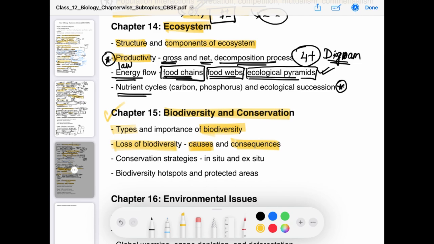Okay, conservation strategies: how we can conserve the plants and animals, how we can conserve the biodiversity, that is in situ conservation and ex situ conservation. You have to know about the examples. You have to understand different types of conservation techniques. Okay, last is the definition of hotspot and also the examples of it. Examples are very much important. You have to know about the key species, and there are different types of protected areas that you have to read.